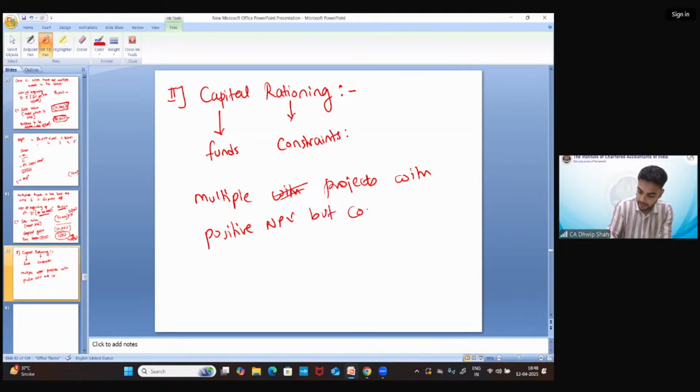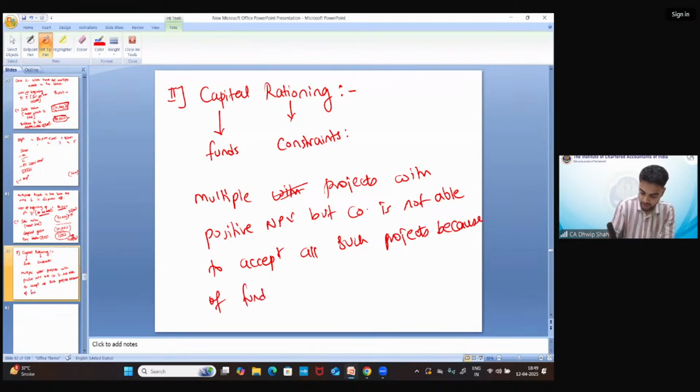But company is not able to accept all such projects. Why? Because of fund constraints. Understood? So there are multiple projects and all the projects are super lucrative, but company is not able to invest in all the projects. It is only able to invest in few projects because there is no funds available with the company. So that situation is called capital rationing situation. Understood?